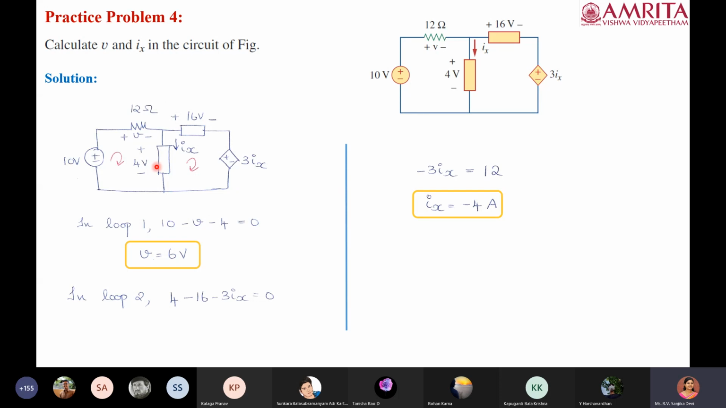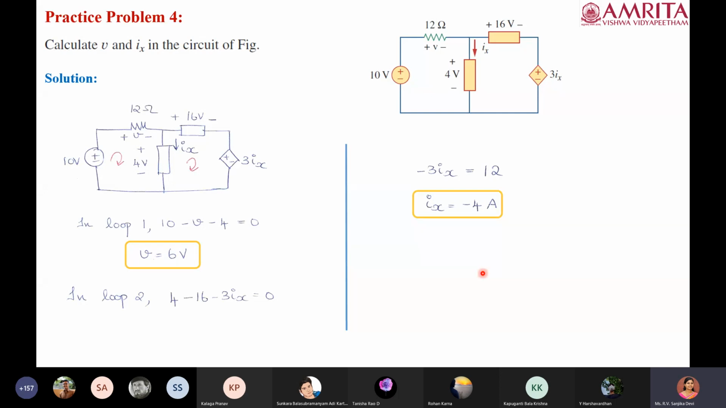Okay. So when we are going in the direction of the current, always go in the direction of the current. So we are coming out of the positive terminal, so it is plus 4. We are coming out of the negative terminal for the next element, so it is minus 16. And for the third element, we are coming out of this negative, so it is minus 3ix. So since we have a single equation with a single unknown, we can easily solve ix. So ix is minus 4 amp. Yes, now we will take up the discussion.